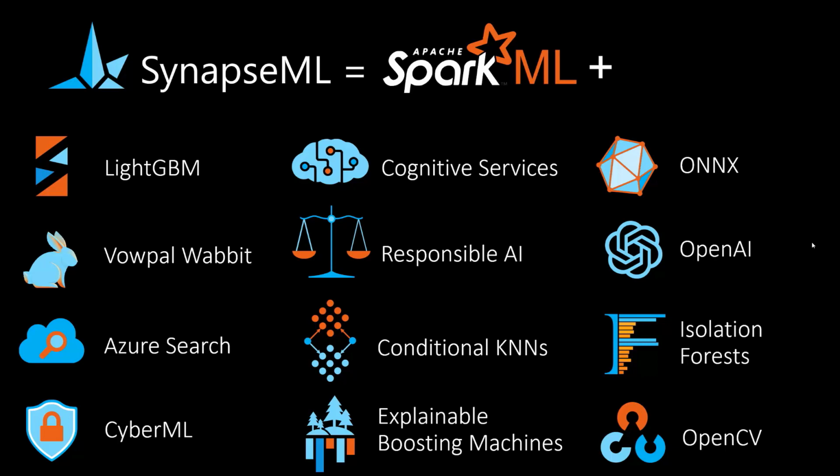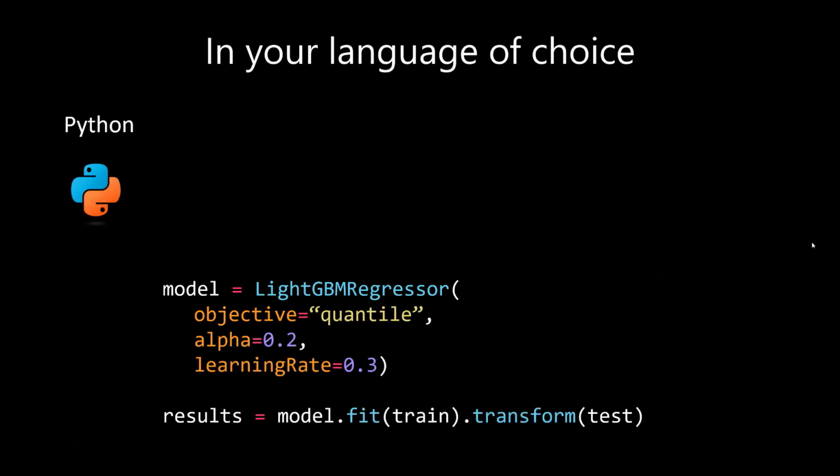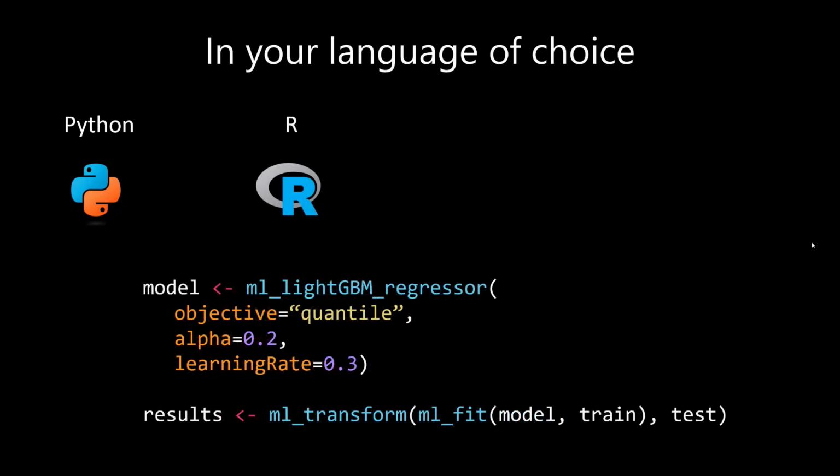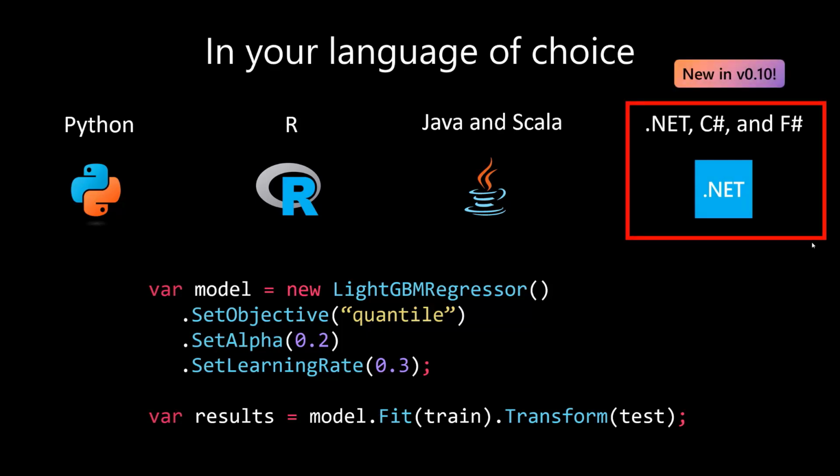SynapseML's unifying API is available in a variety of different languages that Spark supports, be it PySpark, which is the Python language bindings, Sparklyr in the R ecosystem, Java and Scala, which Spark Core is written in, and as of our latest v0.10 release, we included support for .NET, C#, F#, and that whole family of languages. And a big shout out here to Serena, who made this integration possible.